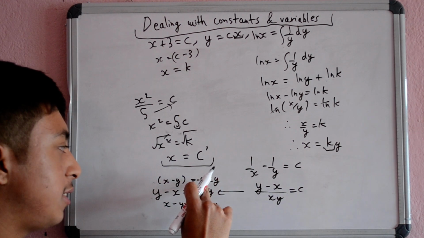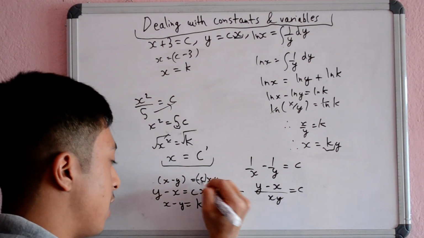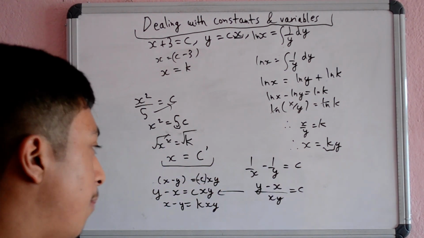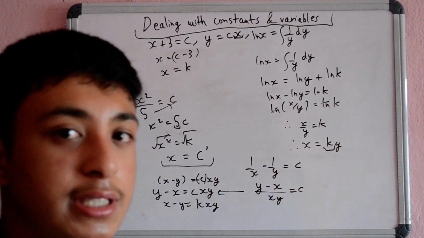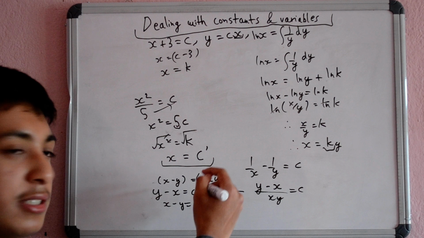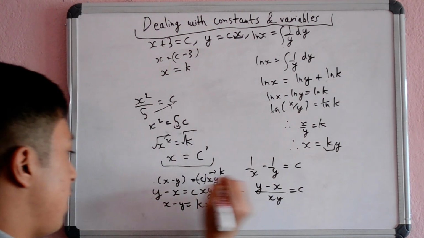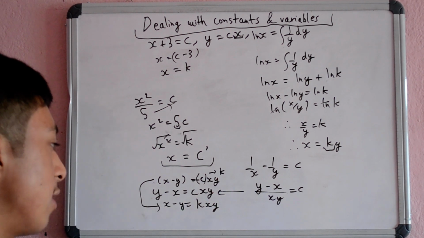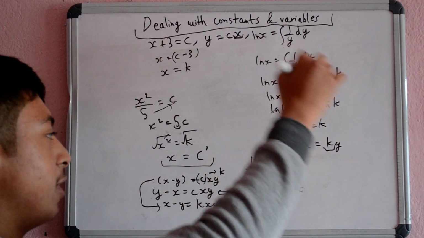And here minus cxy, well, if you just take the bracket minus c, well, minus a constant, or a negative of a constant, is just another constant. Let's just say right here k. So we can write it as k, and finally we get x minus y equals kxy. So this is dealing with constants and variables.